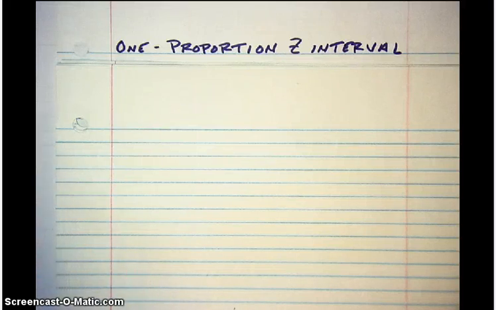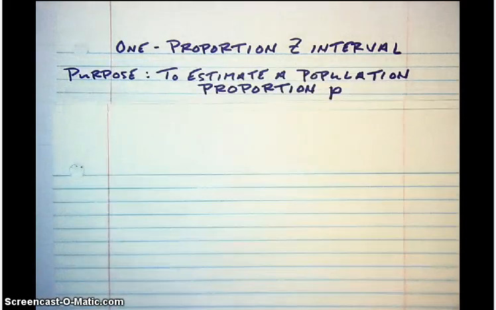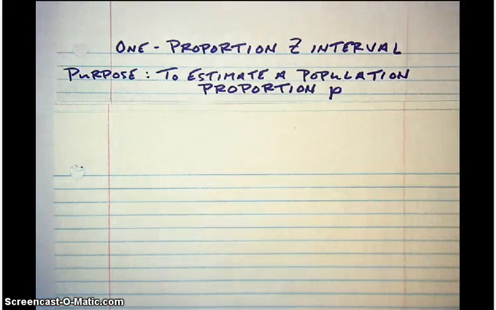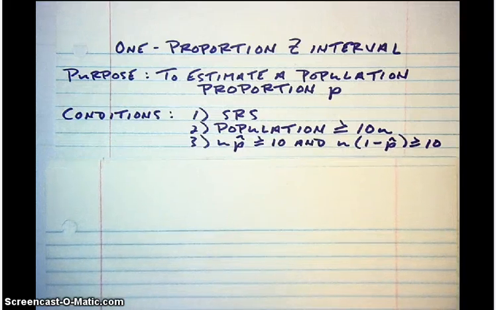Next, we're going to look at the one proportion Z interval in more detail, and we'll do a couple of examples. First off, the purpose of the one proportion Z interval is to estimate a population proportion P. The conditions are the conditions for the sampling distribution for P hat.